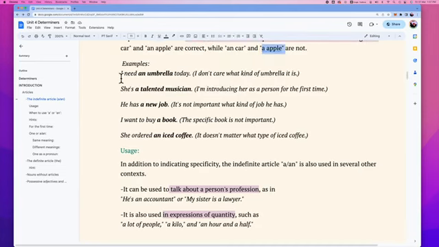Here are some examples. I need an umbrella. I don't care what kind of umbrella it is. Or, she's a talented magician. Introducing her as a person for the first time, then we use a. He has a new job. It's not important what kind of job he has. I want to buy a book. The specific book is not important. She ordered an iced coffee. It doesn't matter what type of iced coffee.